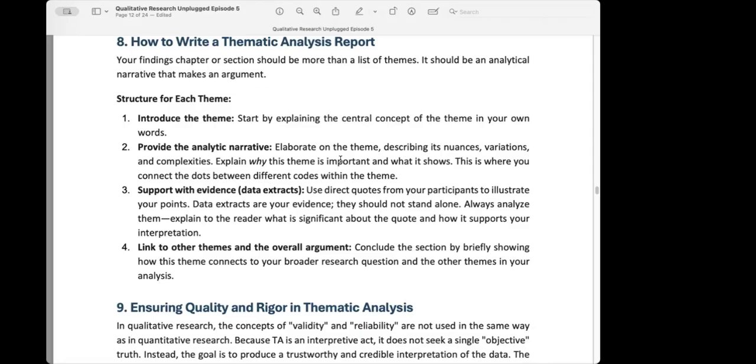1. Introduce the theme. You might start with something like, beyond the challenges of communication and work-life balance, a significant and often distressing challenge reported by participants, and particularly salient in Maria's narrative, was the emergence of profound career-related anxiety rooted in their newfound physical invisibility within the remote work environment. That introduces the core concept. Okay, clear intro. 2. Provide the analytic narrative. Then you elaborate.